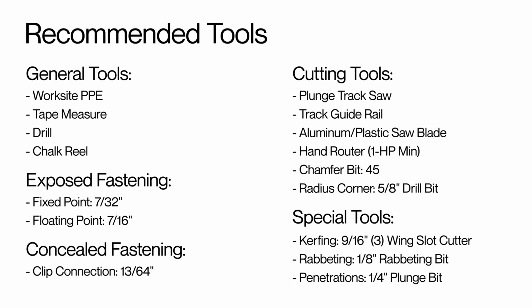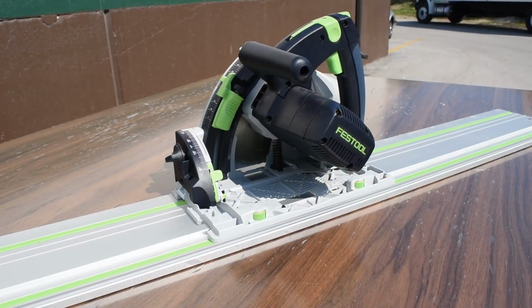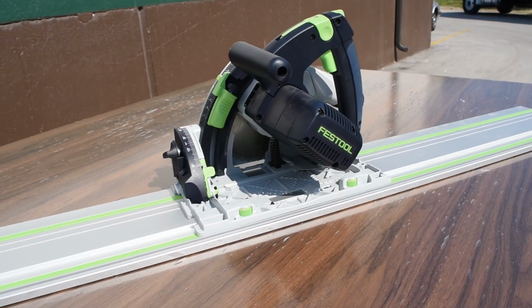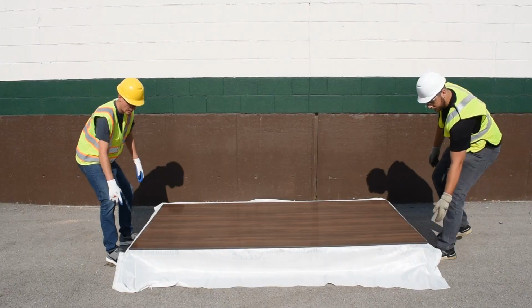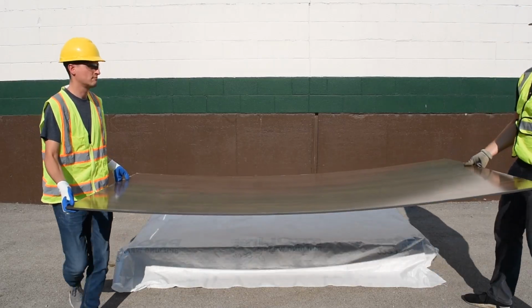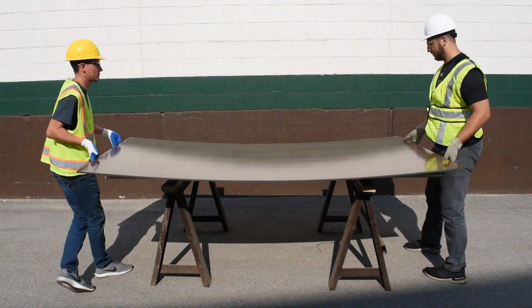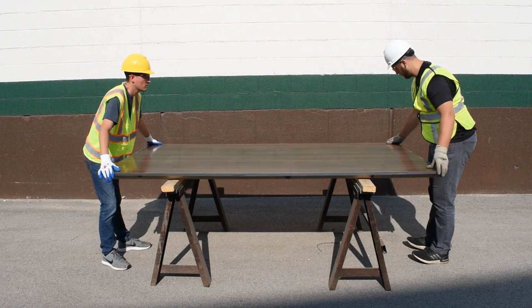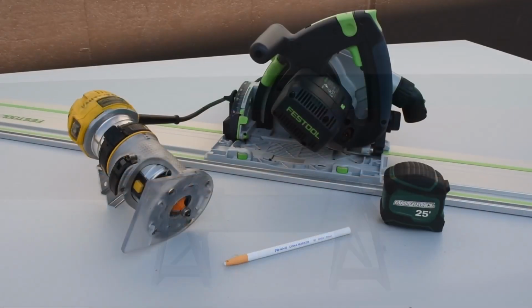Before we begin, here's a list of recommended tools that may be required for fabrication. Always be sure to wear proper personal protection gear and always follow the manufacturer's equipment and tool safety guidelines. Take the panel that needs to be cut off the skid, carefully lifting with 2 people. Bring the panel to your cutting station, placing it on top of a sacrificial panel. To prevent scratching the panel face, leave the clear peel coat on the panel.